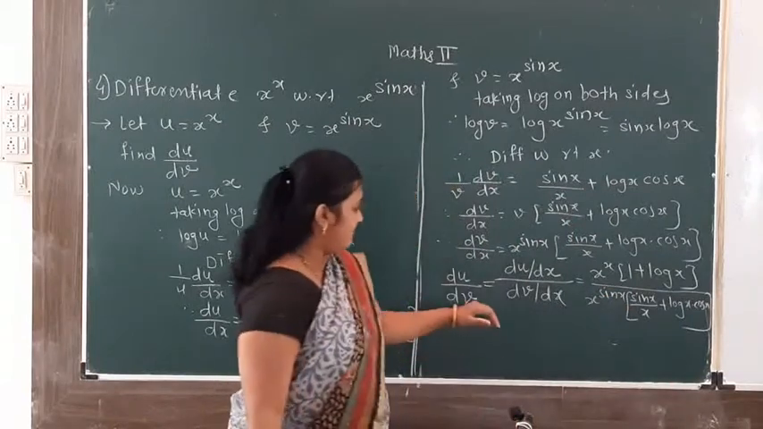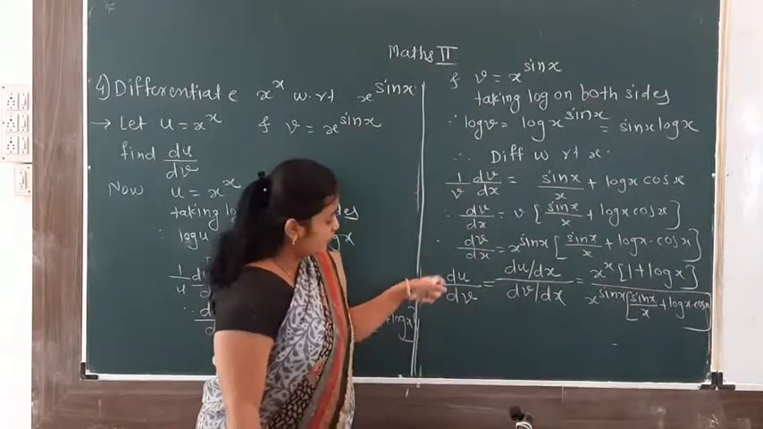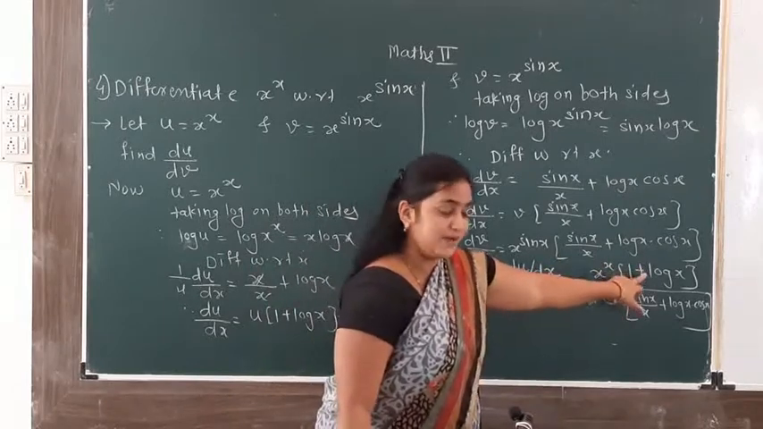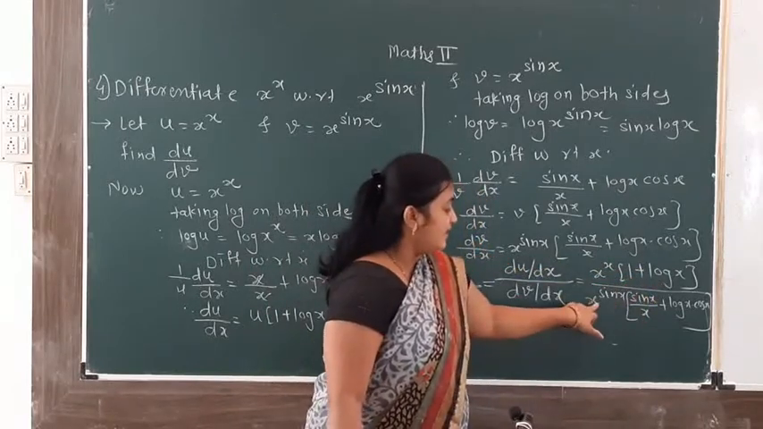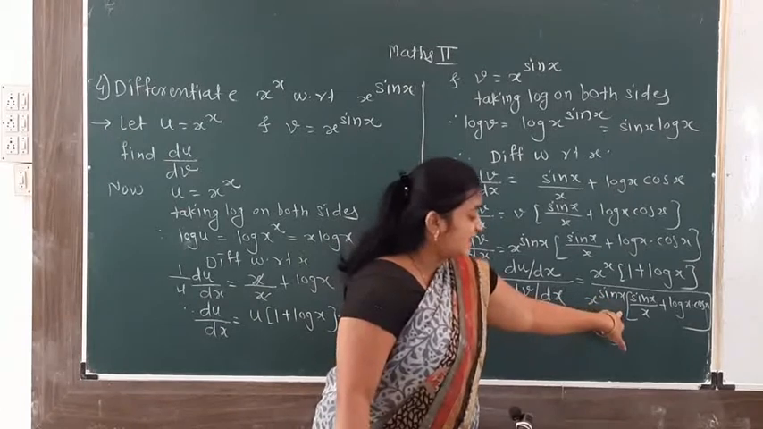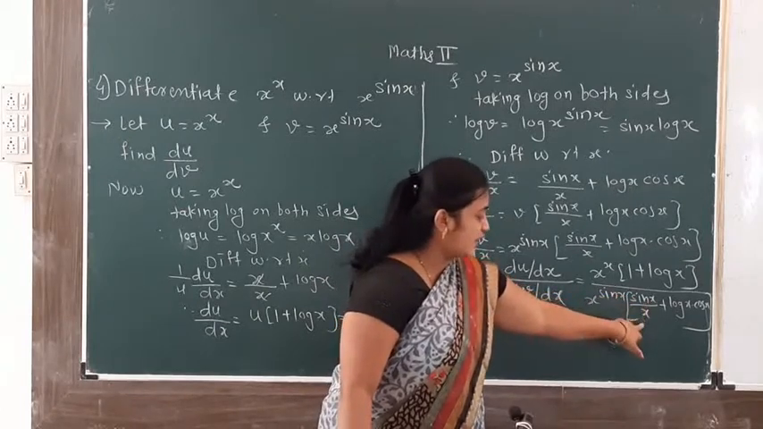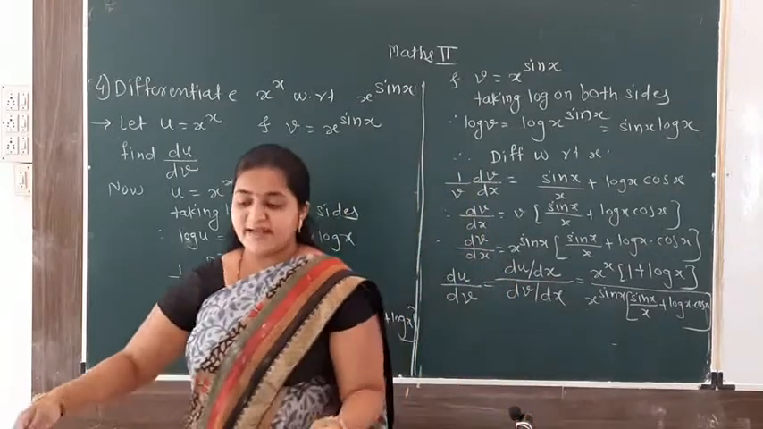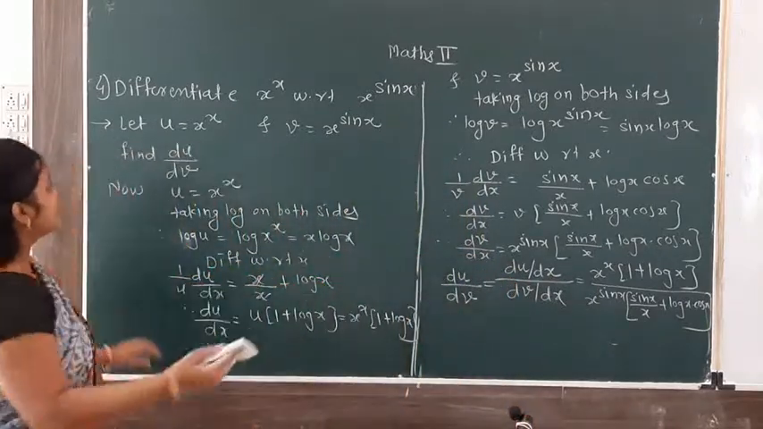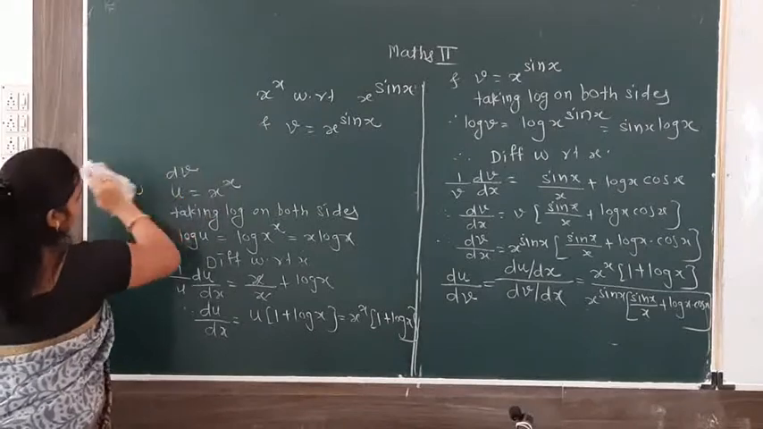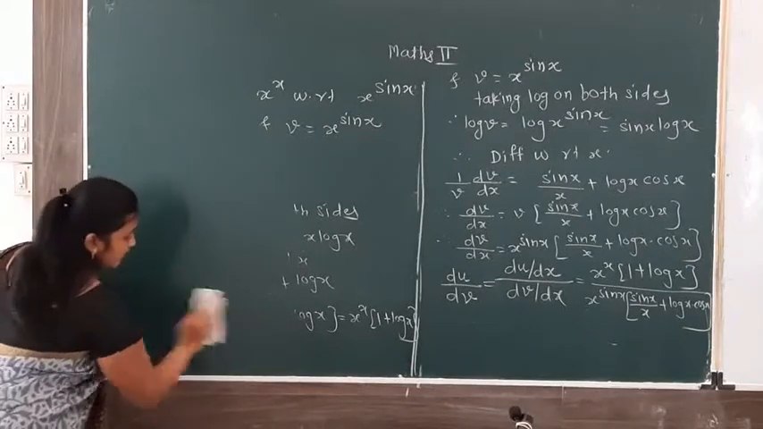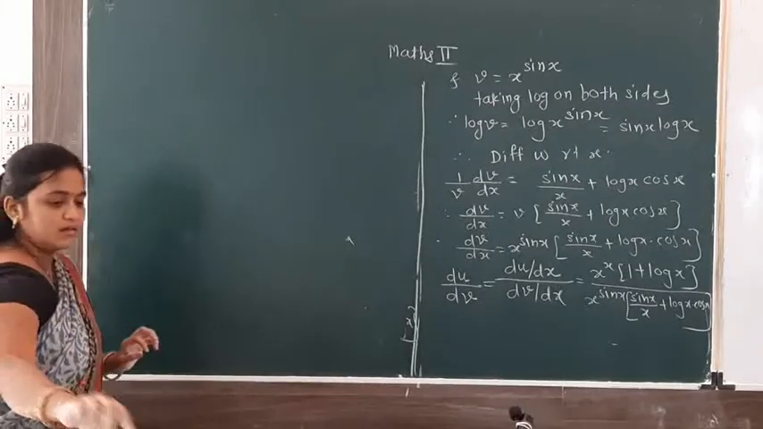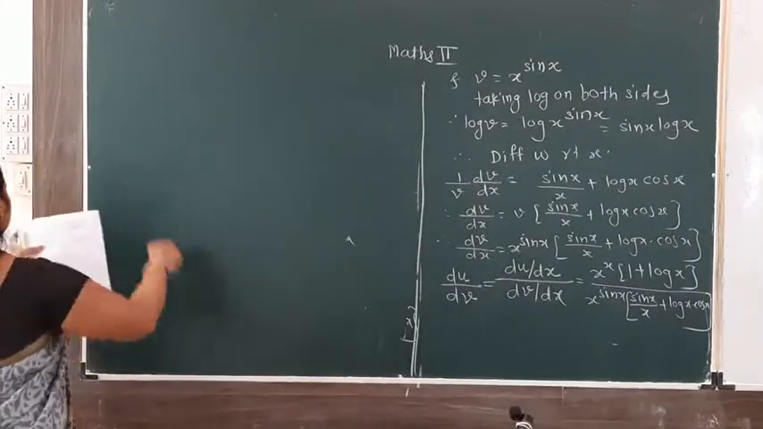So this is my final answer. The derivative of u with respect to v is equal to x raised to x inside the bracket 1 plus log x, divided by x raised to sin x multiplied by the bracket sin x upon x plus log of x multiplied by cos x. Now the next example, and this is the last example for this parametric equation.